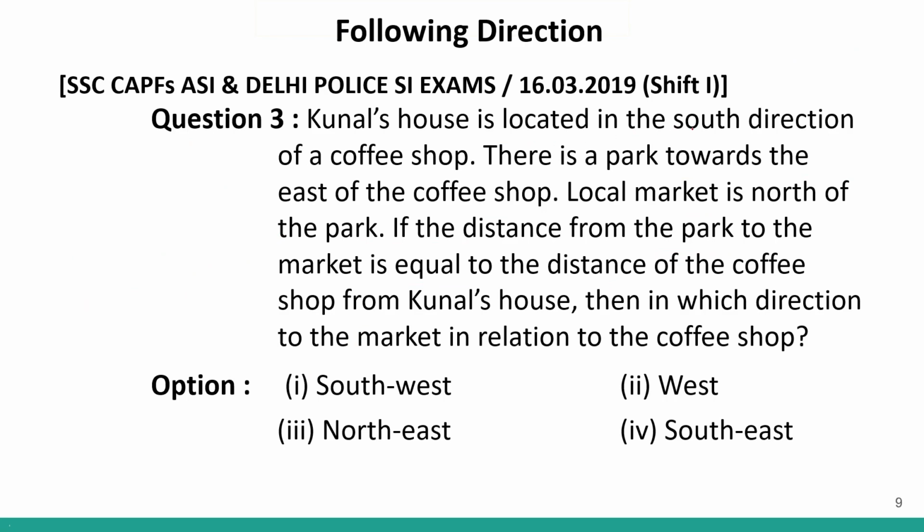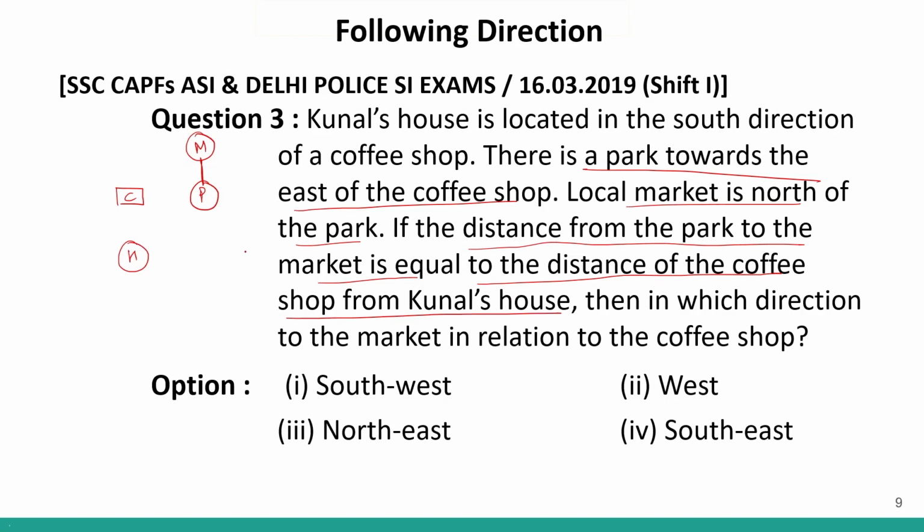Now, Kunal's house is located in the south direction of a coffee shop. So there's a coffee shop. Kunal's house is towards the south direction. There is a park towards the east of the coffee shop. So there's a park towards this direction. Local market is north of the park. If the distance from the park to the market is equal to the distance of the coffee shop from Kunal's house, so this distance is equal to this distance.